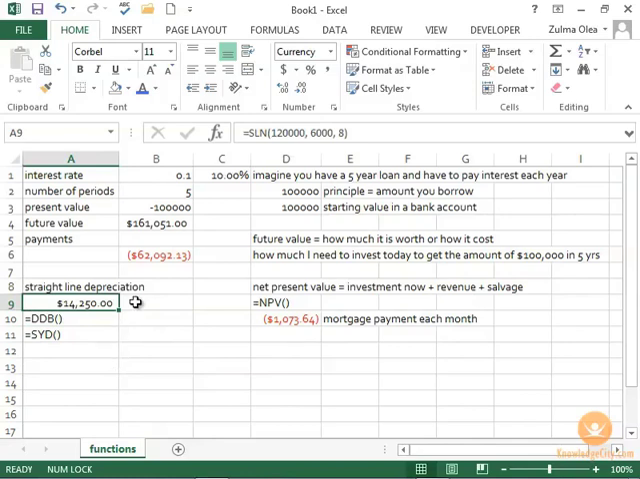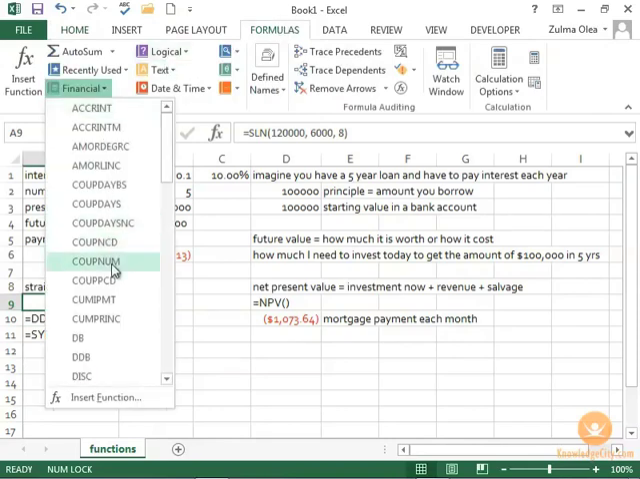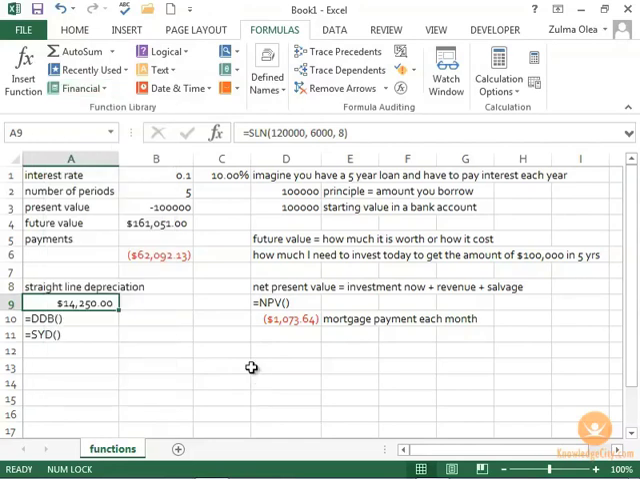There are many other financial functions in Excel, many more than a beginning user would want to know. I just want to let you know they're there for your use, but most beginning users aren't going to need to know more than the ones I've shown.